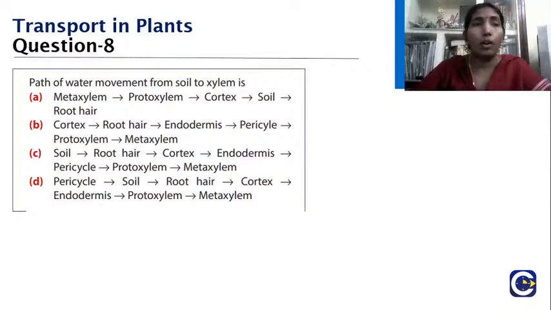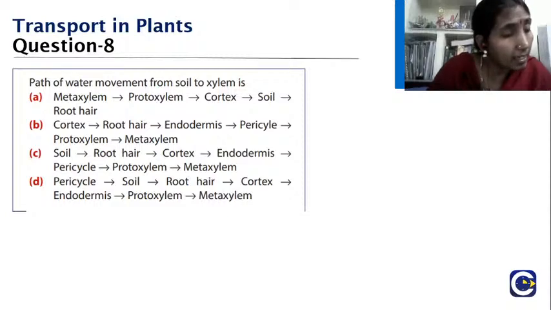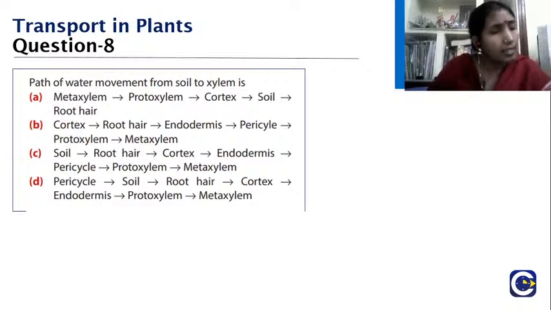The pathway of water movement from soil to xylem. Yes, I see Jeevita, Sirisha, Balamurugan. Yes, very good. Even Murugan, everybody is giving the right answer. Students, please do interact. Okay, very good. I see you all posting the answers. Excellent. So coming to the path of water movement from soil to xylem.